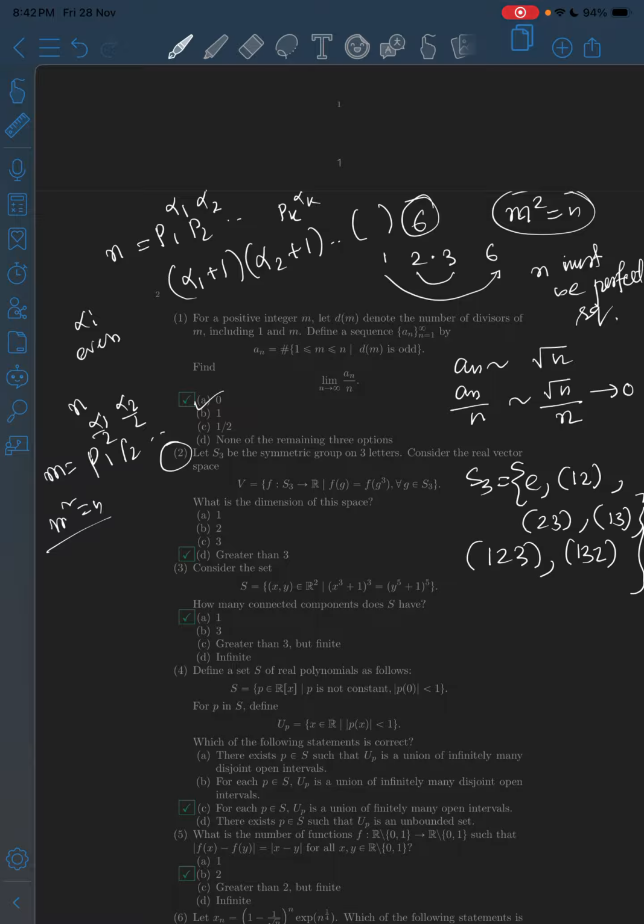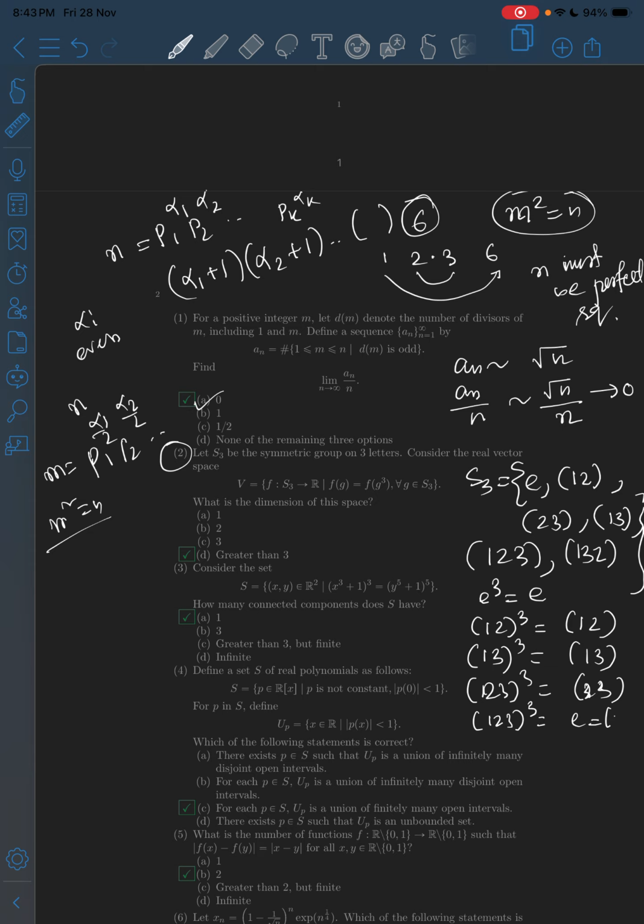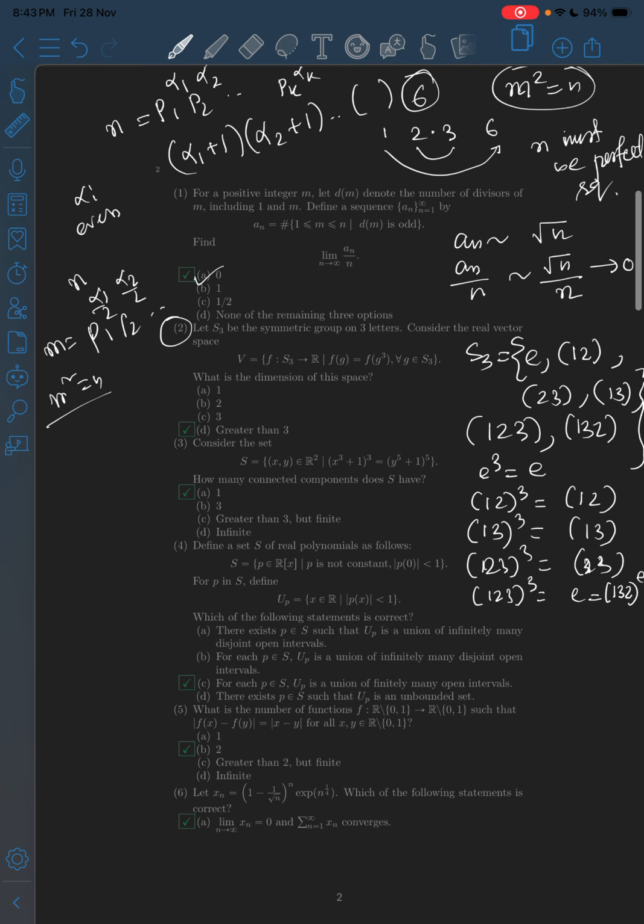Now observe g cube. e cube is identity. Each 2 cycle has order 2, so the cube is the same thing, and for each 2 cycle the cube is the 2 cycle itself. (1 2 3) cube must be identity. So if this condition is satisfied for all g, that means f(e) equals f(1 2 3) equals f(1 3 2).